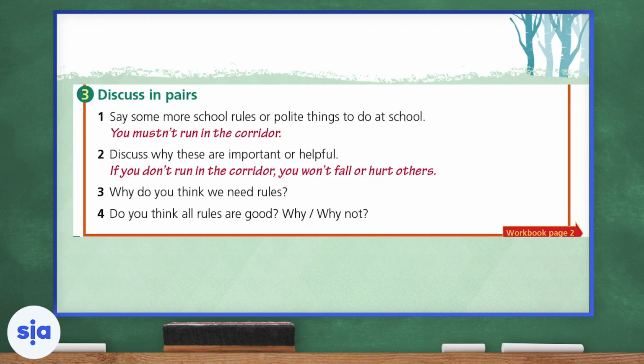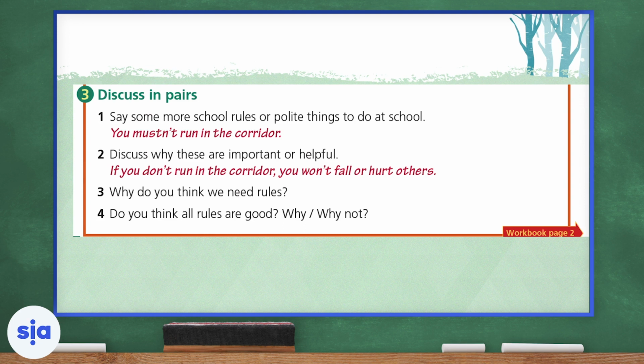Let's jump to exercise 3, discuss in pairs. Guys, I always encourage you to discuss your answers with a partner. This partner can be someone at home, if you're learning online, or it can be your partner in class. Now, let's go to question 1. Say some more school rules or polite things to do at school. So I want you to say some rules that you have to follow at school or polite things to do at school. You mustn't run in the corridor, or you can buy from the cafeteria.